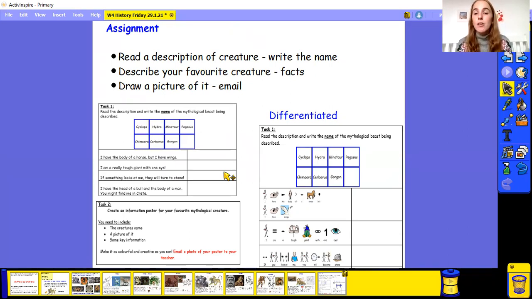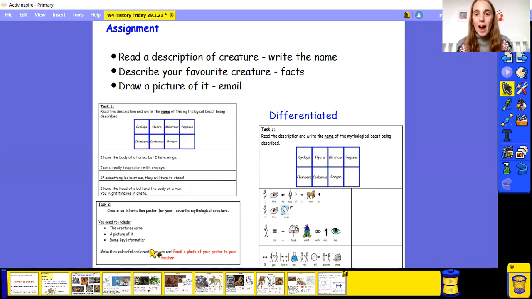Okay, and I've created a differentiated sheet just to help out some of you with the reading aspect, and you've just got a bit of communicating print. But I want you to do exactly the same. Type in the name of the beast and then create a poster for us. This poster can be created on paper, at home. Okay, and if you do want to create it on the Word document, you won't be able to draw your pictures, so just make sure you're sending your pictures separately.